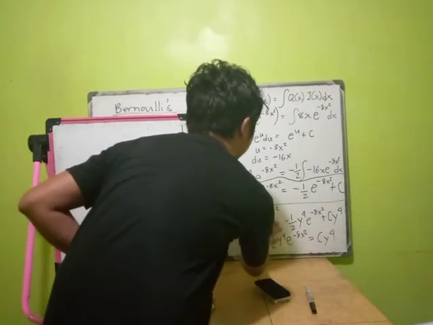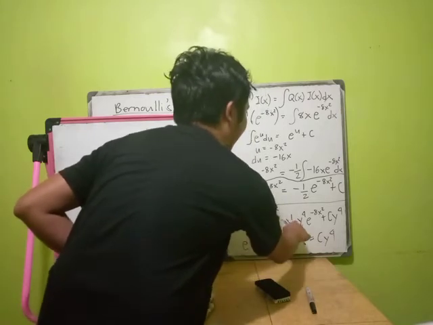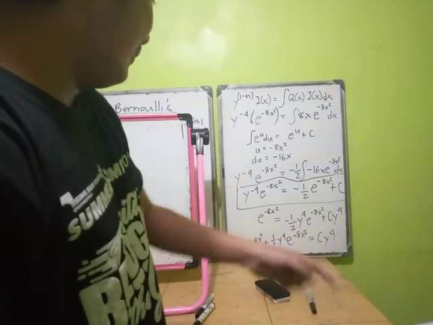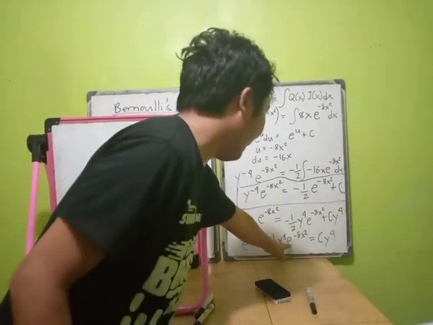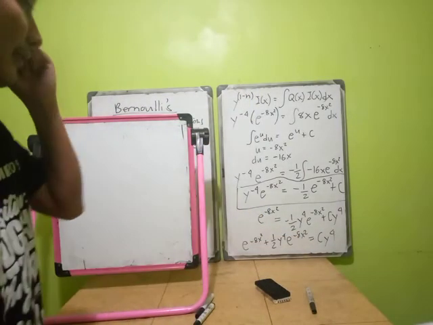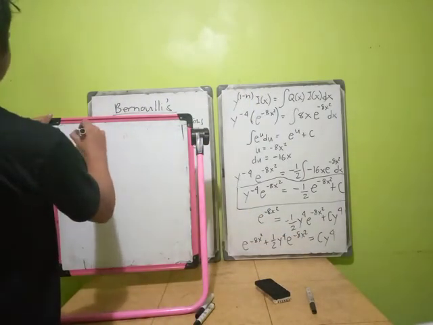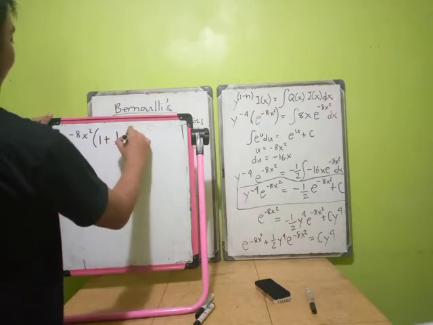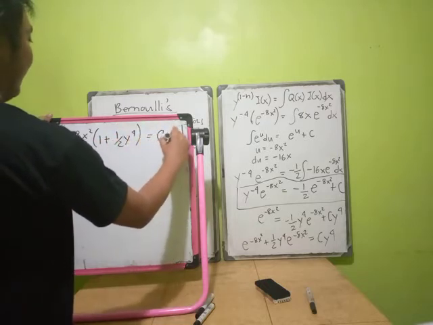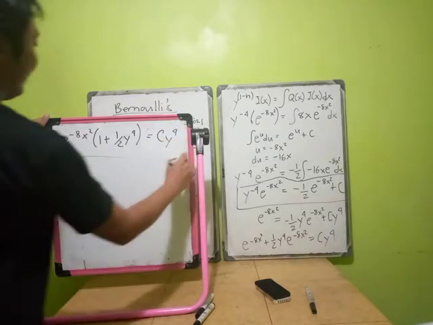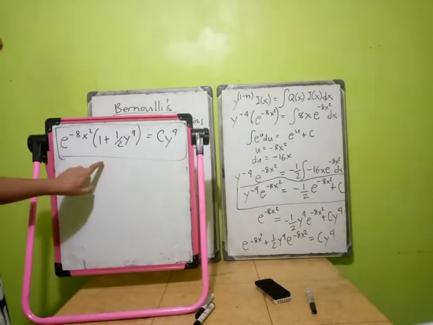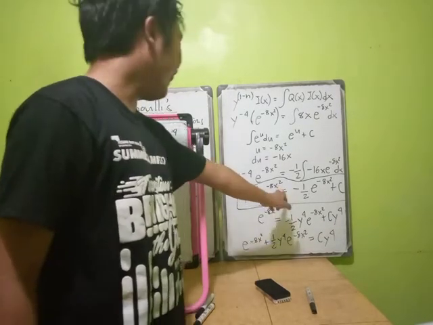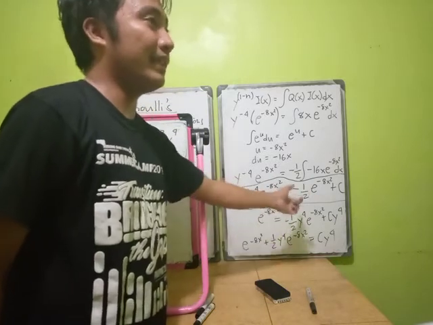Kasi nilipat ko. Okay, yung ginawa ko, ulitin ko. Nilipat ko yung negative 1/2 y to the 4th e to the negative 8x squared dito sa kabila. Kasi pwede nating i-factor out tong e to the negative 8x squared. So, mangyayari, factor out natin ito yung e to the negative 8x squared, magiging 1 plus 1/2 y to the 4th is equal to c y to the 4th. Okay? So, pwede rin itong ito yung sagot mo. Baka ito nasa choice na ng teacher nyo. Anyway, this will be enough for an answer.